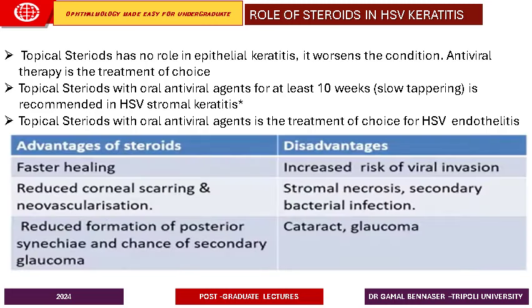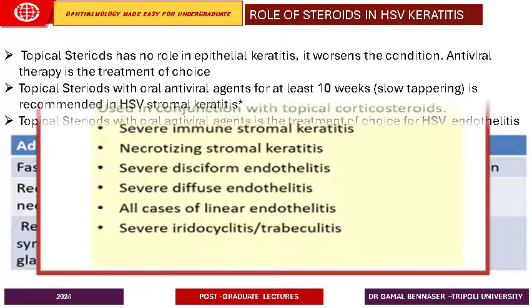And as you know, the advantages of steroids are that they speed up the healing process and reduce the corneal scarring and the neovascularization, and they reduce the chance of having posterior synechiae and the chance of secondary glaucoma. And we should keep watching with steroids because they might increase the risk of viral invasion and stromal necrosis due to secondary bacterial infection, and also steroid-induced cataract or steroid-induced glaucoma.